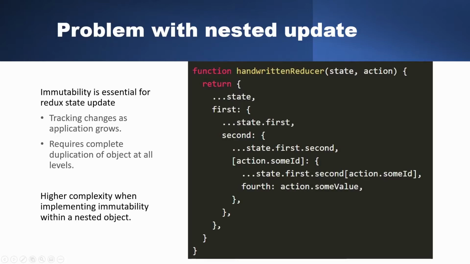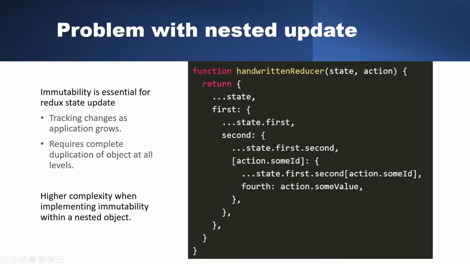So immutability helps in determining what changes you made that could cause those problems, but it does require a complete duplication of the object at all levels. Whenever you have a nested object to update, it becomes really complex really quickly. On the right, we have an example reducer that handles a nested update. As you can see, it's trying to copy the state at all levels, at the first level, at the second level, and onward. As you can imagine, when you have a really nested object, this update function becomes really hard to read and hard to maintain as well.